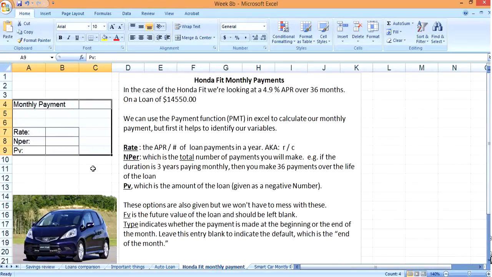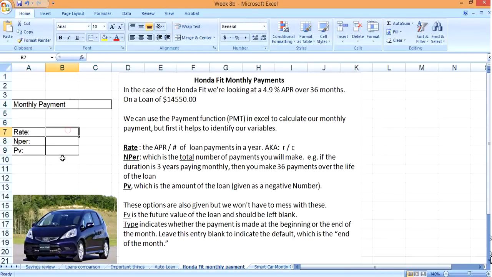Now, what we're going to learn today is the payment function in Excel. So just like we can use the slope and the intercept function to generate a slope and an intercept given a set of data, we can use these 3 pieces of information, the interest rate, the number of payments you're going to make, and the value, the cost of the loan, to figure out what a monthly payment will be. Okay. So I'm going to go through each of these.